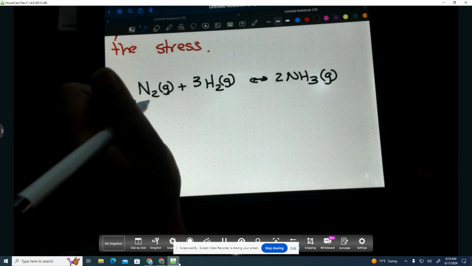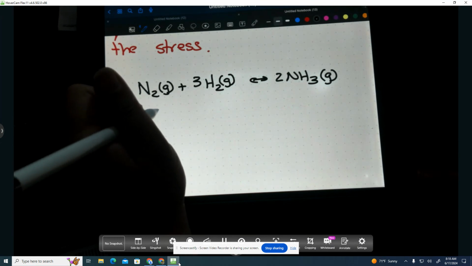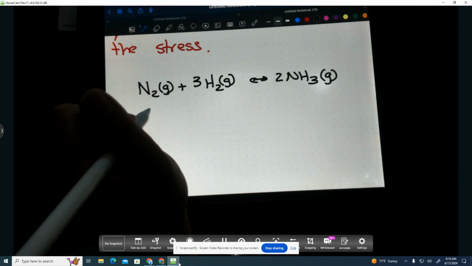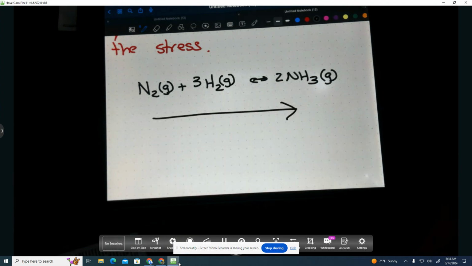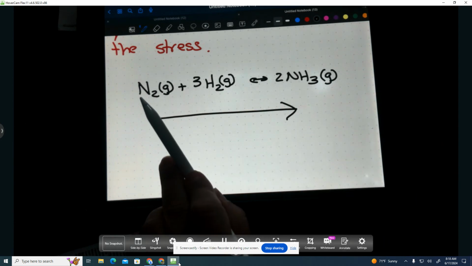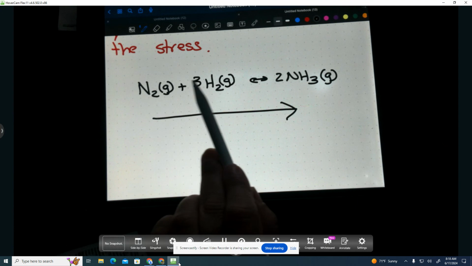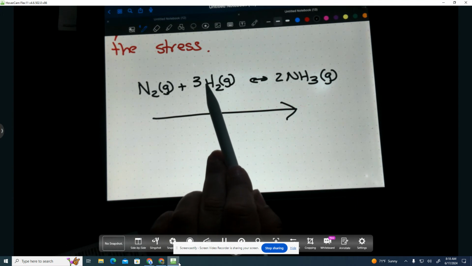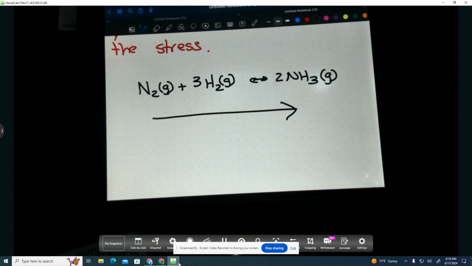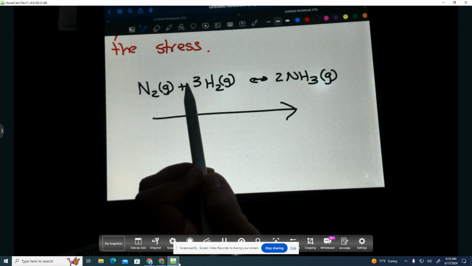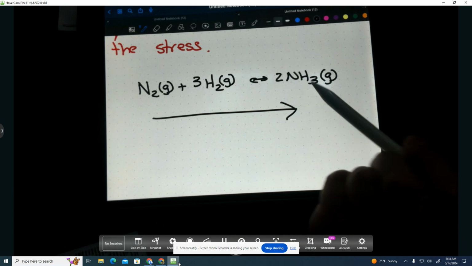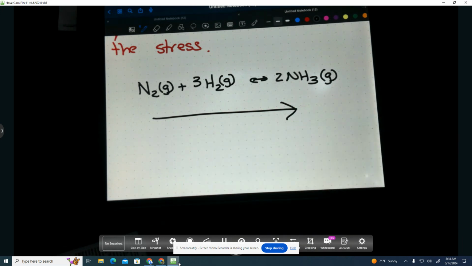If I add nitrogen, the reaction is going to shift to the side opposite where I'm adding. So the whole thing shifts to the right. What's happening is there's more collisions between the nitrogen and the hydrogen. Remember collision theory? The more collisions, the faster the reaction is going to take place. It's going to turn into ammonia quicker than the ammonia is turning back into nitrogen and hydrogen. Eventually, it will reestablish equilibrium.